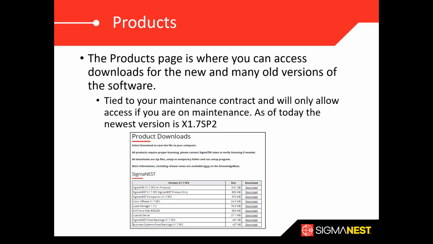Another tab that was there was the products page. So the products page is where you can access downloads for the new and many old versions of the software. This is tied to your maintenance contract and will only allow access if you are on maintenance. As of today, the newest version is X17 SP2. We do, I believe, have all the way back to version 9.1.